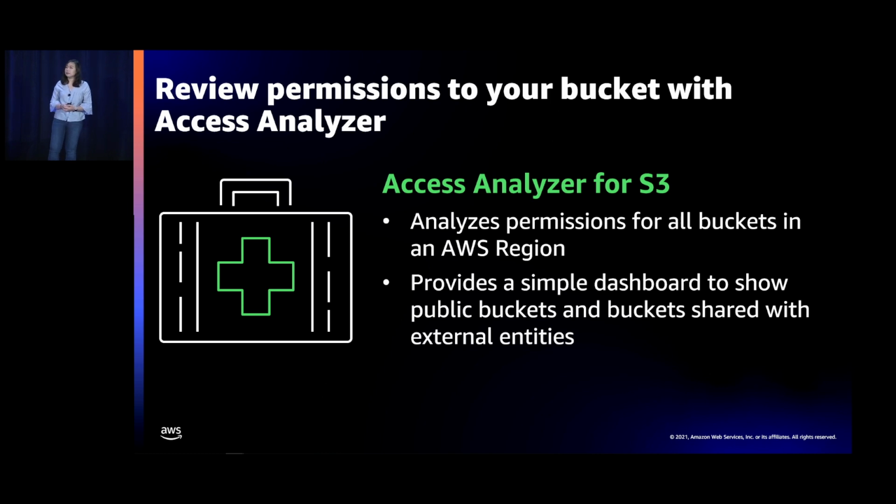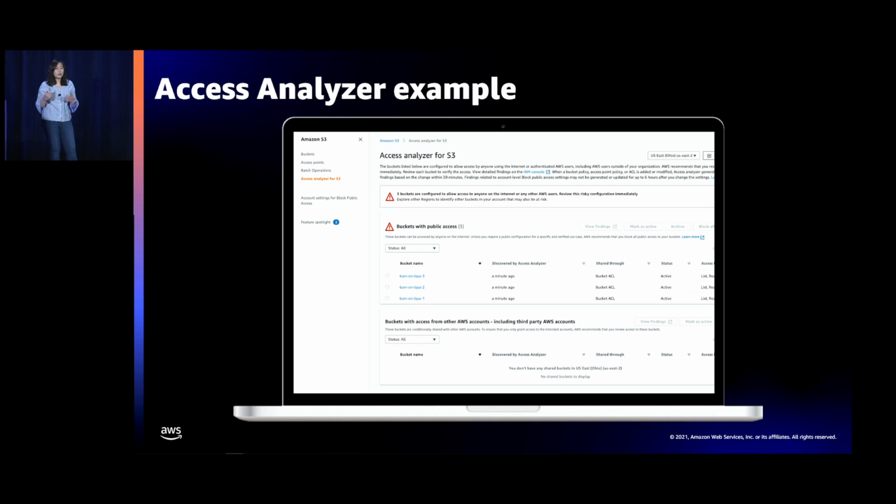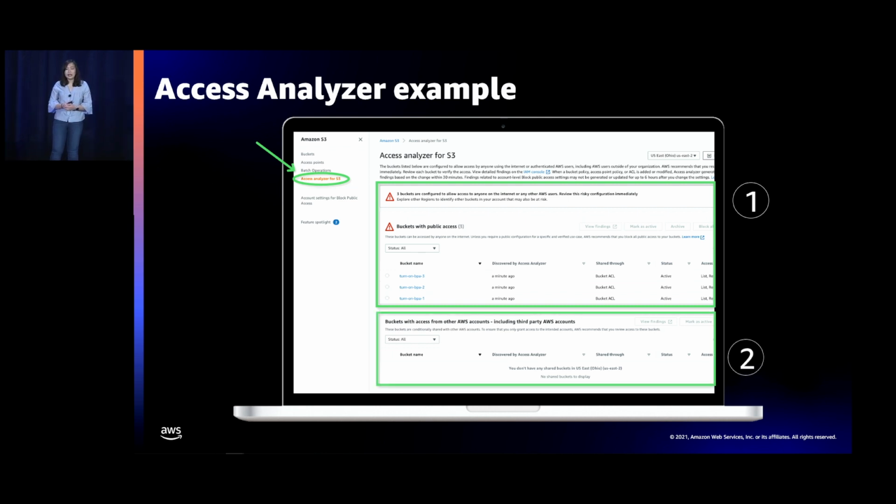So let's take an example. Here in this example, you can select Access Analyzer for S3 on the left panel. Once you click that, you see a dashboard that contains Access Analyzer findings. Access Analyzer reviews your existing bucket policies, access control lists, access point policies, and block public access settings to produce findings. It'll list buckets that have public access on the top panel and buckets that are shared with external accounts on the bottom panel. It'll also tell you the means that granted the access, such as bucket access control list here in this example.